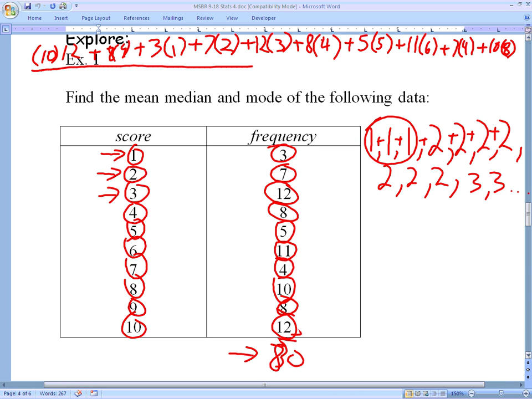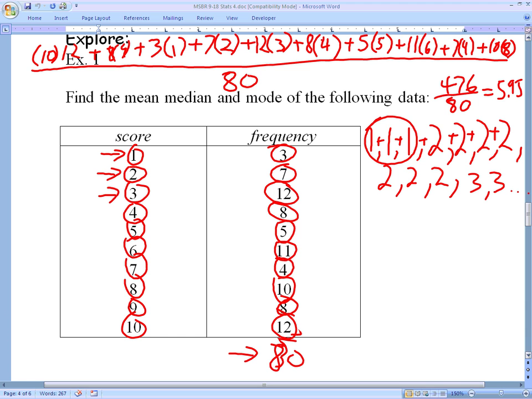I'm going to add up all of those numbers. And again, I'm going to divide by 80. And we should get, the numerator comes out to be 476. So we'll have 476, still over that 80. And when we divide that, we get 5.95. And that is our mean.